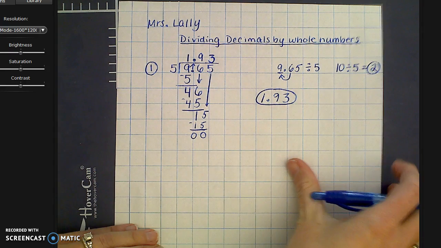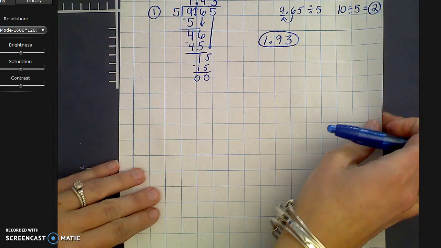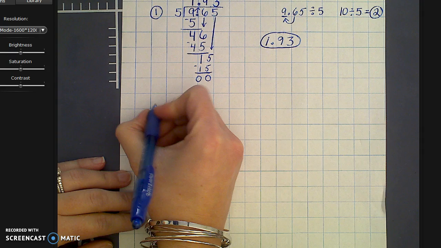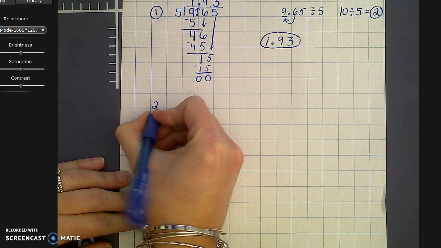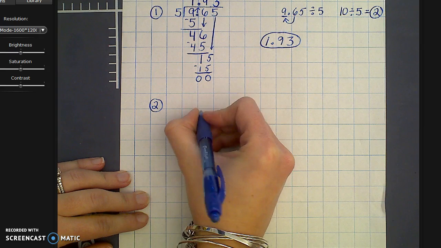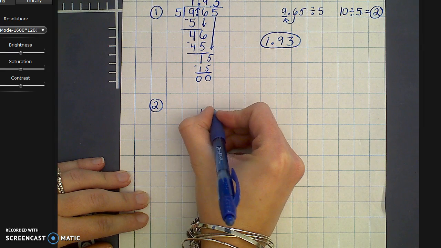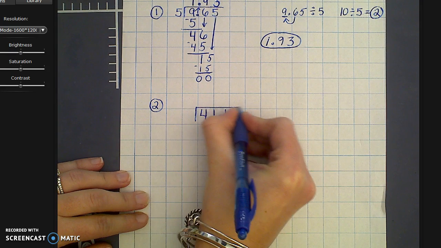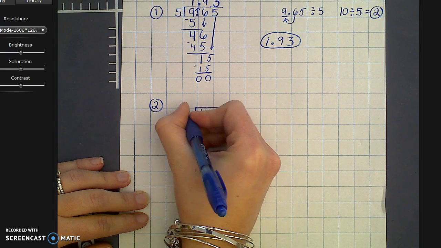Let's try another problem together. I'm going to bump mine up a little bit. Let's try a second problem. Okay, this time we're going to do a double digit. So label it number 2 and write this problem out with me. We're going to take 41 and 16/100, and we're going to divide that by a double digit whole number. We're going to divide it by 12.